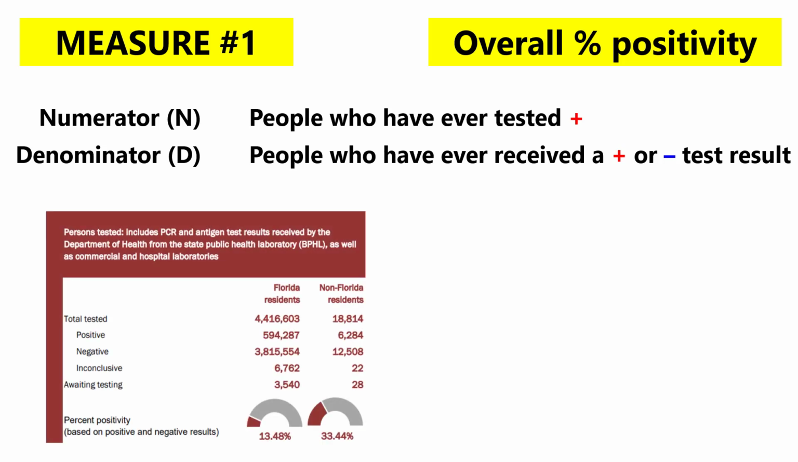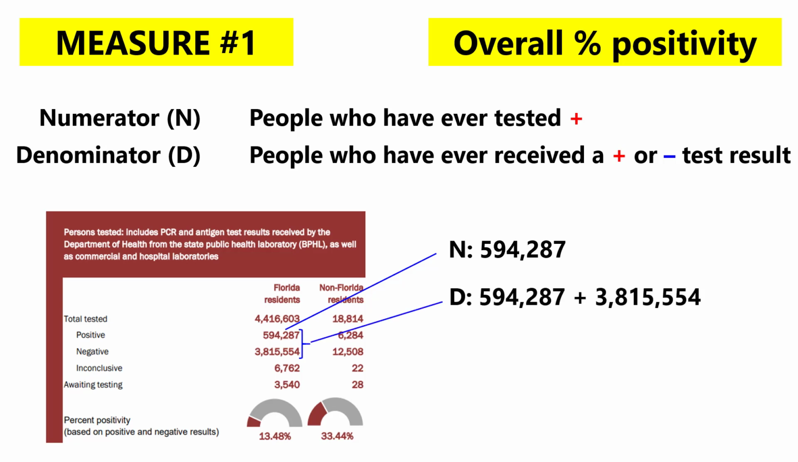Where you get this from is the statewide report. This is on page 1. The numerator comes right from here under the Florida residents column, the number that have tested positive at any point in time. The denominator comes from adding both the positive and the negative test results under the Florida residents column. And then, of course, the percent positivity is pretty straightforward after that. It's the numerator divided by the denominator.